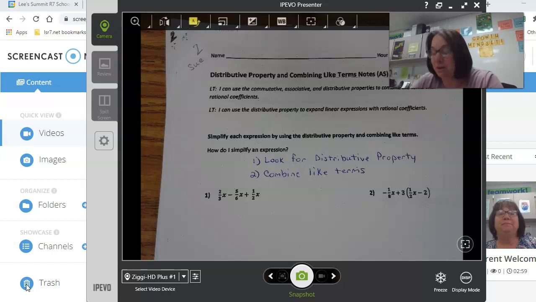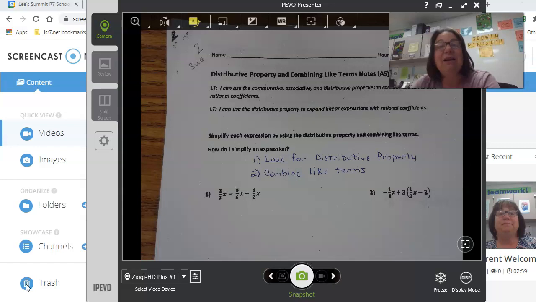We are solving distributive property and combining like terms notes. This is on page 5 in your packet. Yesterday you should have learned a lot of the terms that we are going to be using, such as coefficient and constant, and finding the number of terms in an expression. Today our learning targets are to use the commutative, associative, and distributive properties to combine like terms, and then to use the distributive property to expand our linear expressions.